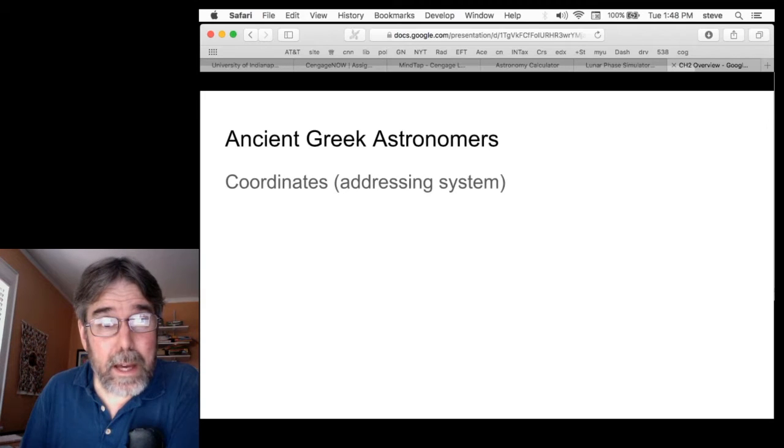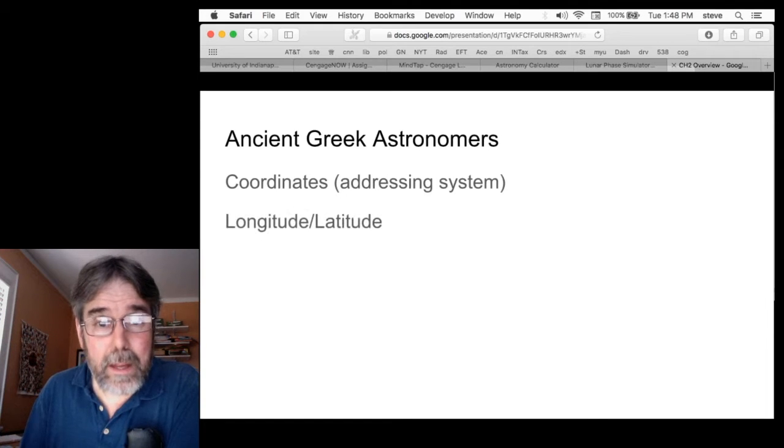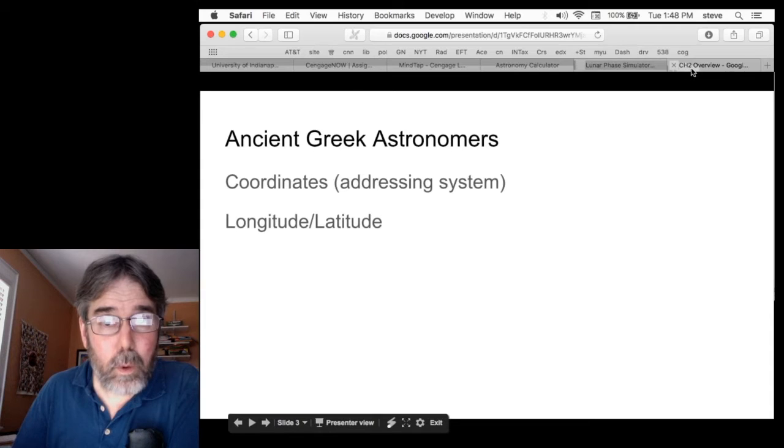The other thing is we have a coordinate system that we use to describe the location of the stars. And the exercise for this week, the project that we're going to be doing this week, involves learning about the celestial coordinates at the same time we're learning about terrestrial coordinates. So I won't go over that again.